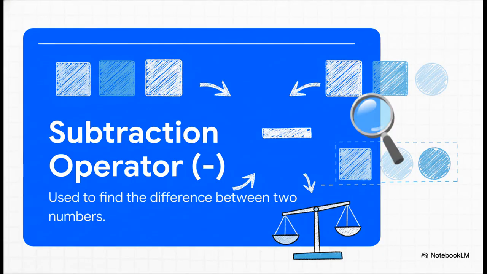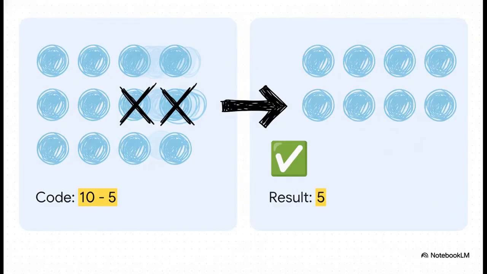Next, of course, is the minus sign. Its job is to find the difference between 2 numbers. And again, look how simple this is. The code is just the math. You type 10 minus 5, you get a result of 5. There are no surprises here, which is great when you're trying to build something solid.